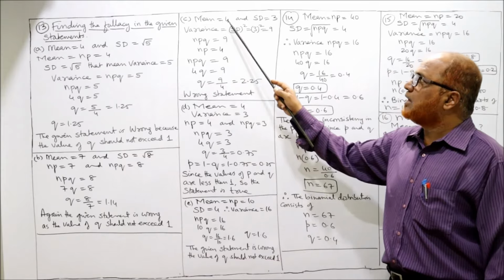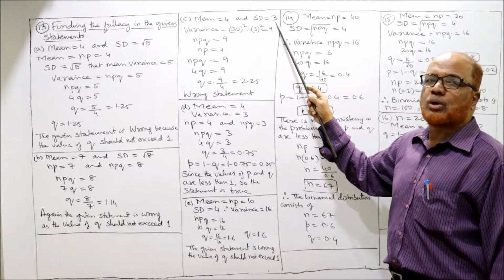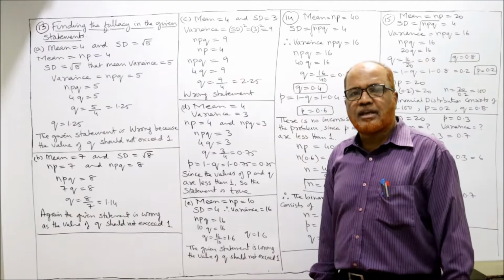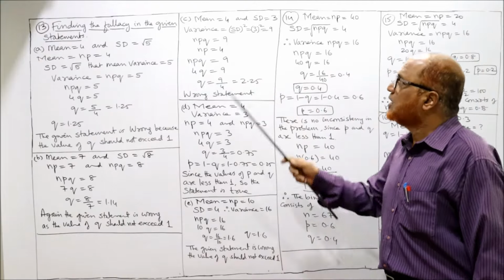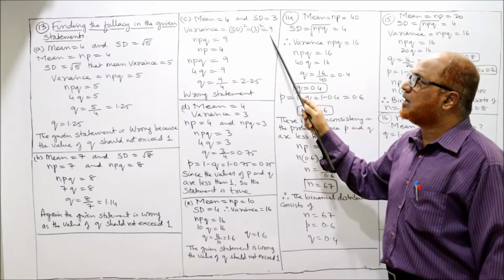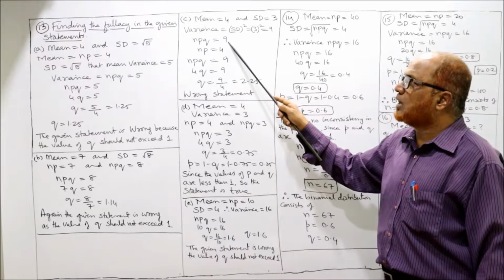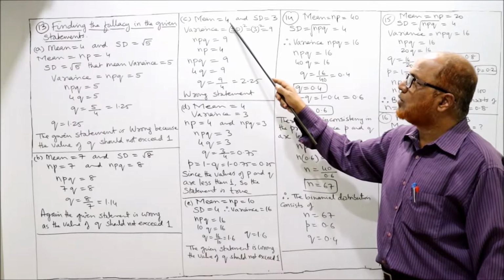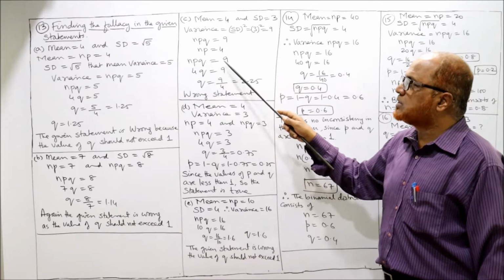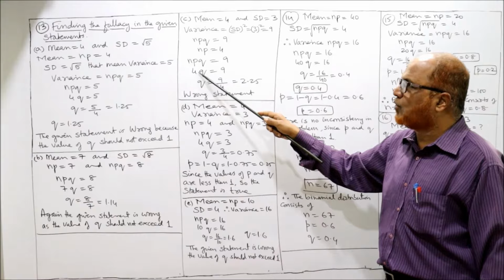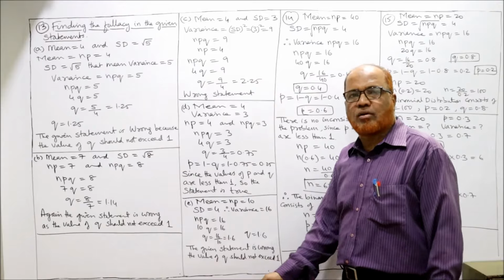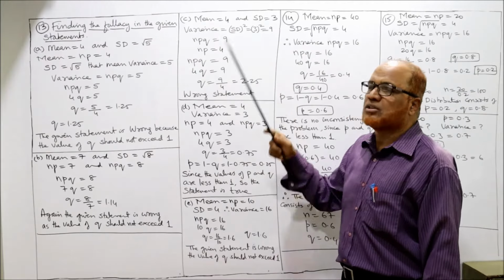Now see it. Mean is equal to 4, standard deviation is equal to 3. So variance is equal to the square of standard deviation. तो standard deviation 3 है, तो 3 को square कर दिया तो 9 हो गया. So variance is nothing but 9. NPQ is equal to 9. NP is how much? 4. Mean is NP, NP is equal to 4. So NPQ is equal to 9. NP के place पर 4 लेंगे. 4Q is equal to 9. Q is equal to 9 by 4, 2.25. Again it is wrong. This statement, mean 4, standard deviation 3, is wrong.